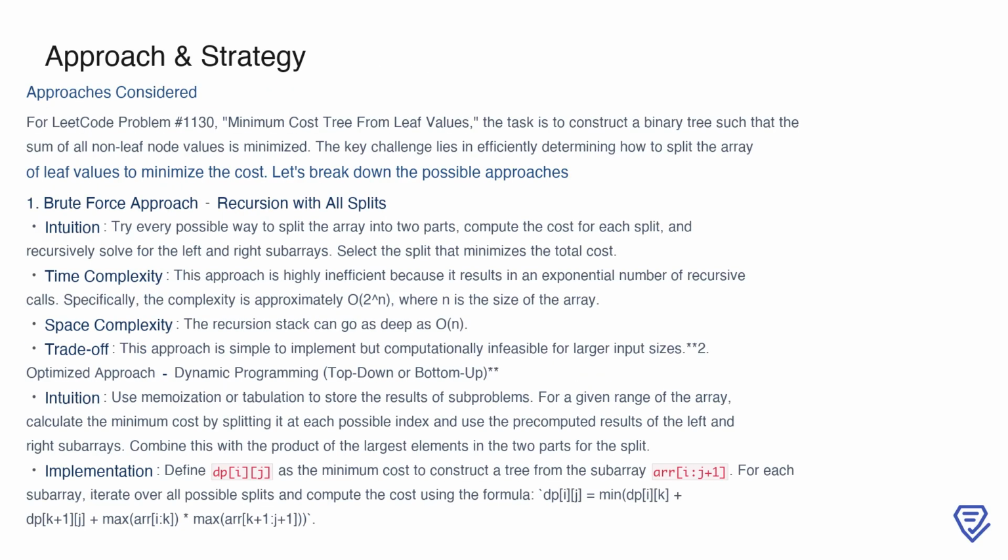To tackle the problem of constructing a binary tree that minimizes the sum of non-leaf node values, we first consider the brute force approach. Here, the idea is to try all possible ways of splitting the array into 2 parts, compute the cost for each split, and recursively solve the subproblems for the left and right subarrays. While this method is straightforward to implement, it quickly becomes computationally infeasible for larger arrays because the number of recursive calls grows exponentially, leading to a time complexity of O(2^n).